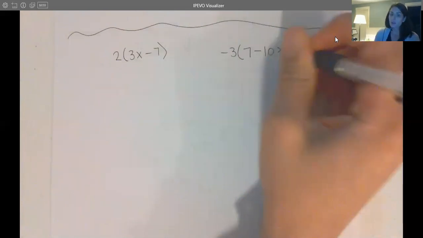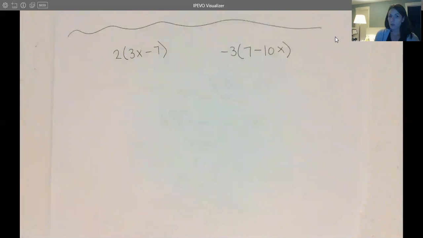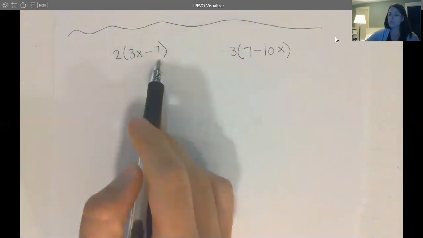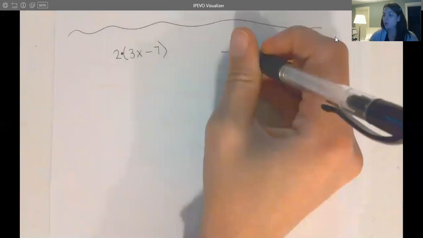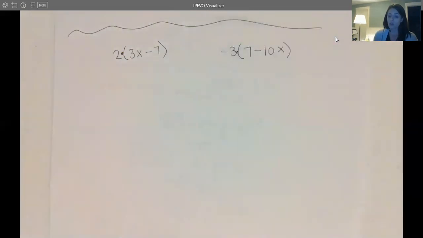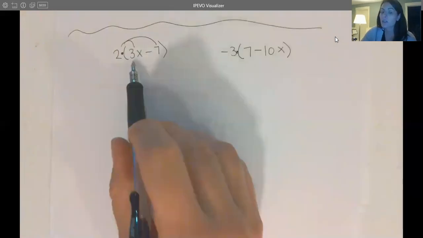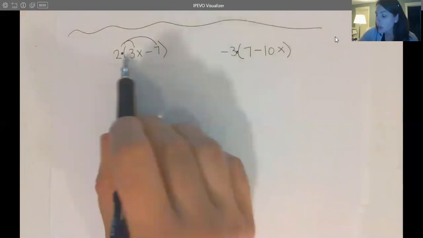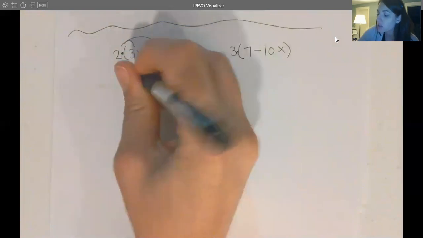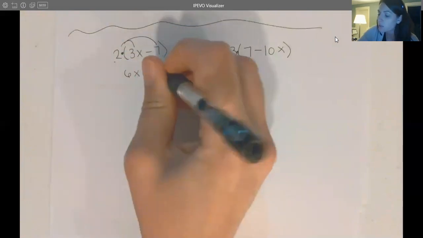Here's two pretty basic examples of the distributive property. Again, distribute. I'm going to give that outside number to all the terms inside the parentheses. And our operation here is multiplication. Just like our coefficient, when there's nothing between the numbers, so there's no addition, subtraction, or division sign notated, that's multiplication. So I'm going to be multiplying 2 through to that entire parentheses, distributing 2 to both the 3x and the negative 7. So 2 times 3x would give me 6x, 2 times negative 7 gives me negative 14.